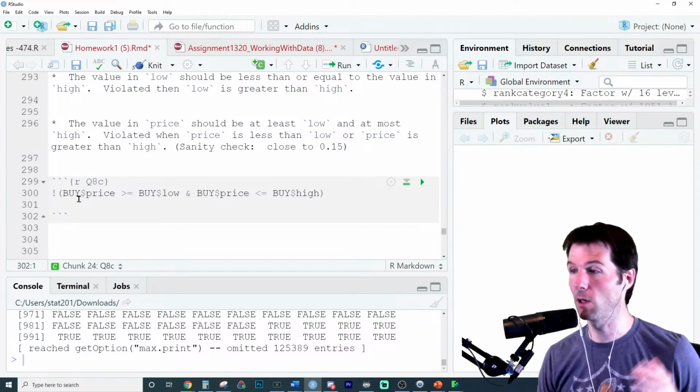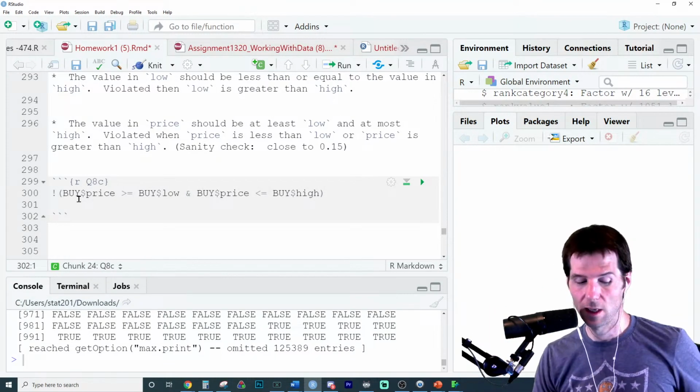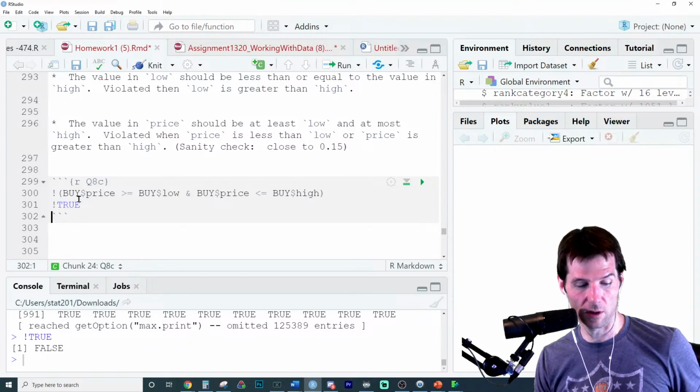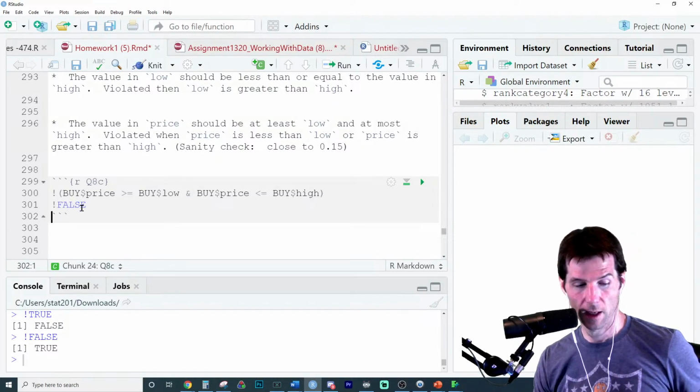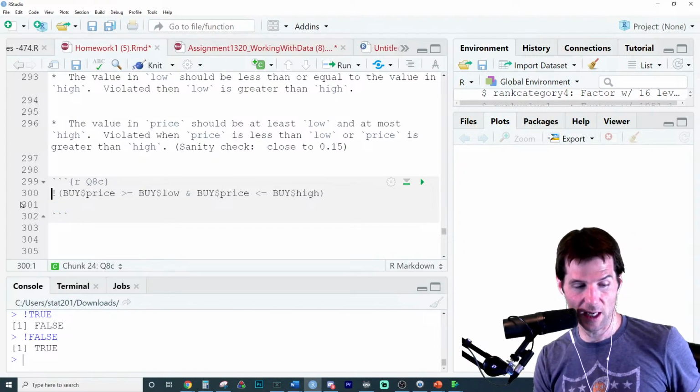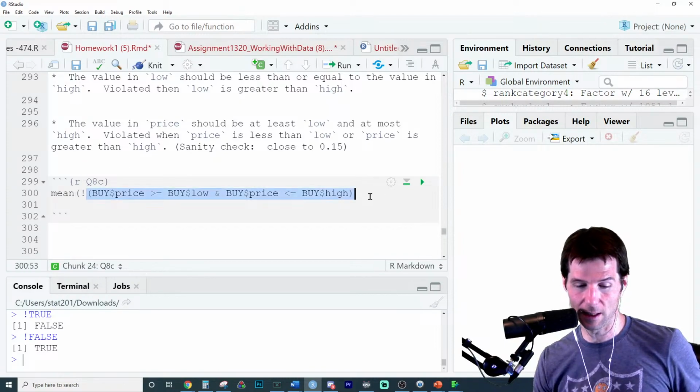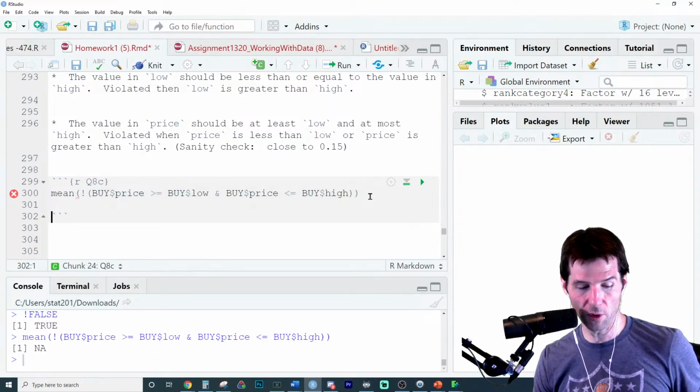That's all we put. And now it just flips my trues and falses. So you can see right here, not true is false and not false is true, but it's just doing that to the whole vector and just changing everything. So now we can figure out what percent of things are violating the condition. We just throw a mean around that.